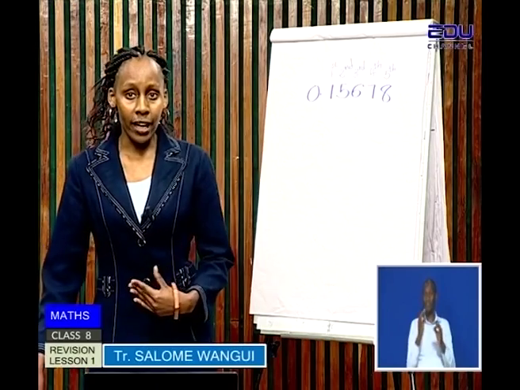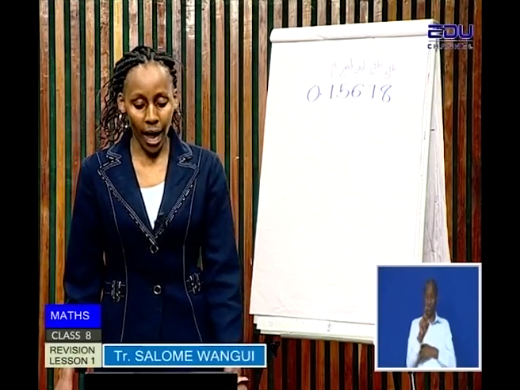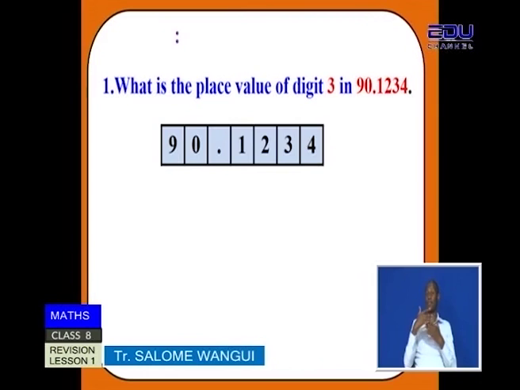If you're given a question like the one you can see on my screen, what is the place value of digit 3 in 90.1234? How are you going to work it out? We start counting from the first number after the decimal point when you're dealing with the decimals. And we start from the decimal point going to the left when we are dealing with the whole numbers.